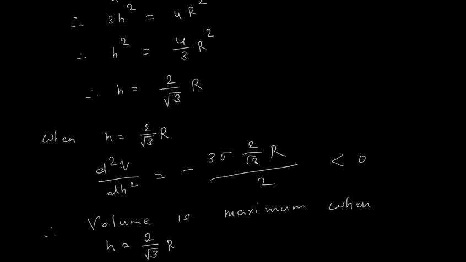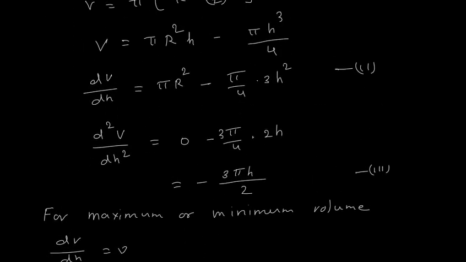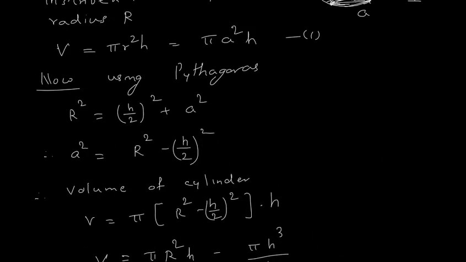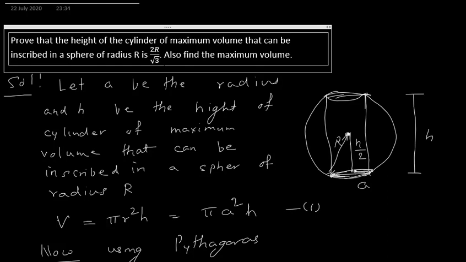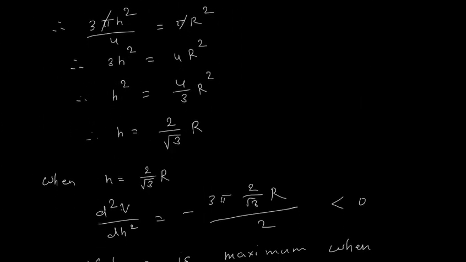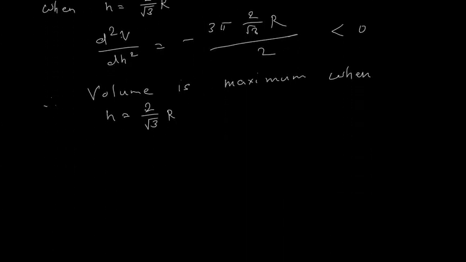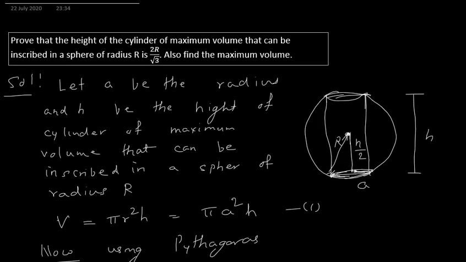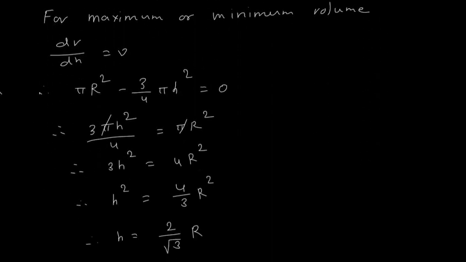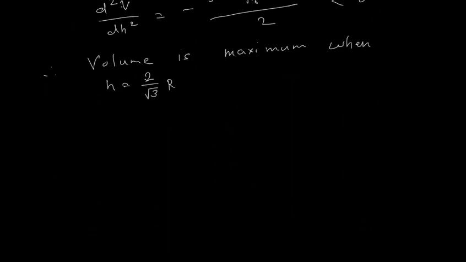So let us go to the problem. Volume is maximum, right? What we are getting is 2 upon root 3 R, that is 2R upon root 3. So volume is maximum when H is 2R upon root 3. So we have proved this part. We have to find the maximum volume.